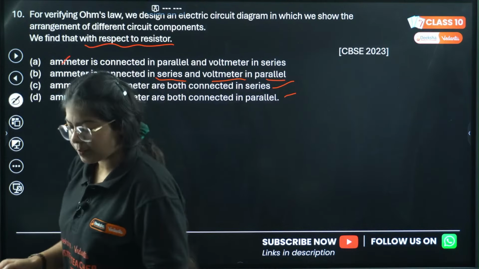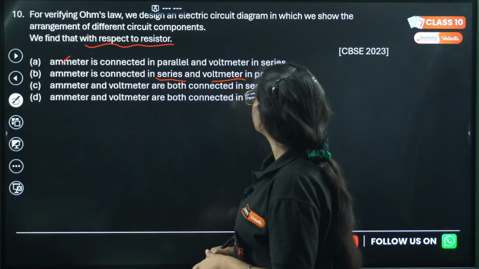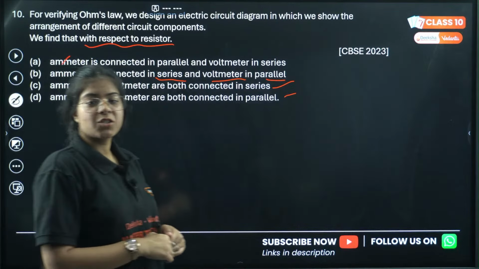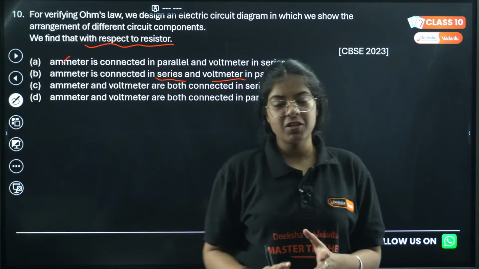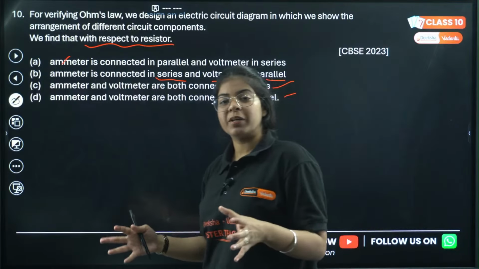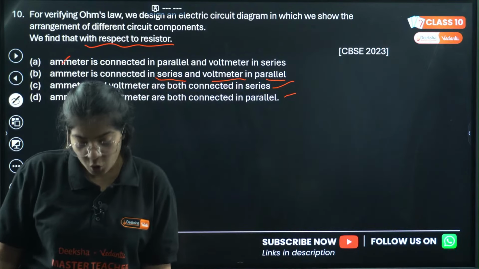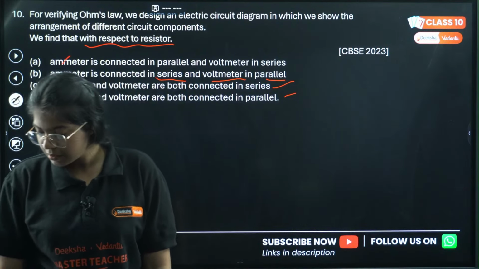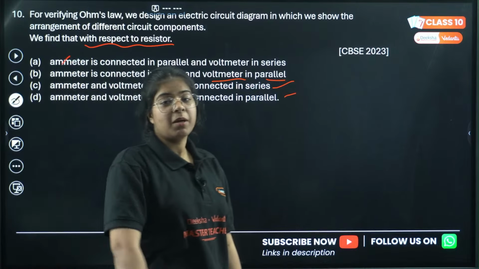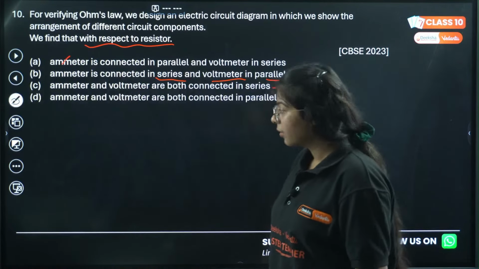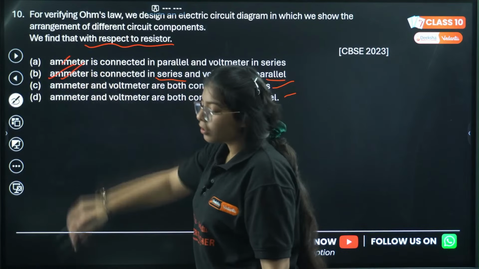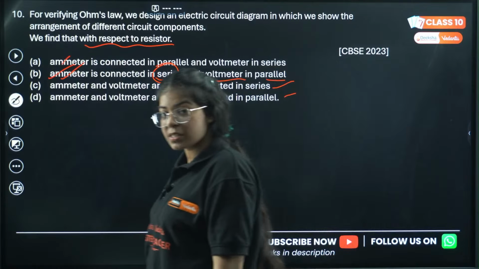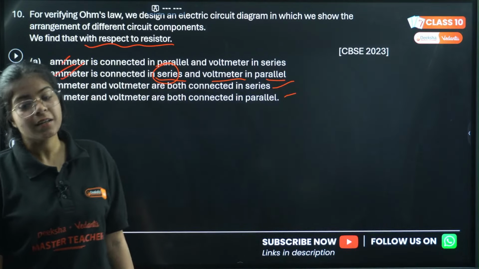B. Trev is back. Trev is saying B is true. Others? Which option is true? There is a circuit diagram. We have a resistor. The ammeter and voltmeter, with respect to the resistor, how will they be connected in that circuit? Voltmeter parallel, ammeter series. Amit is also saying B. Okay, both of you are correct. Ammeter is always connected in series with respect to resistor, and voltmeter is always connected in parallel.